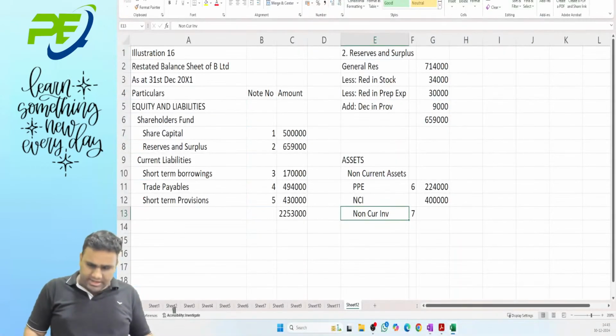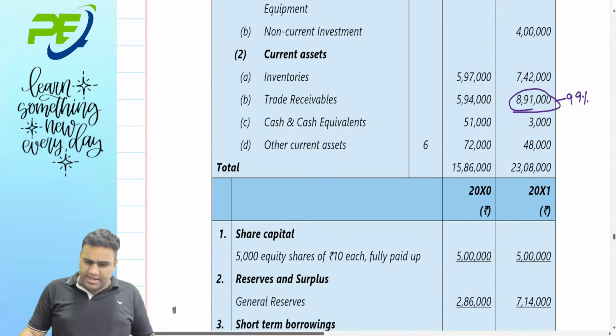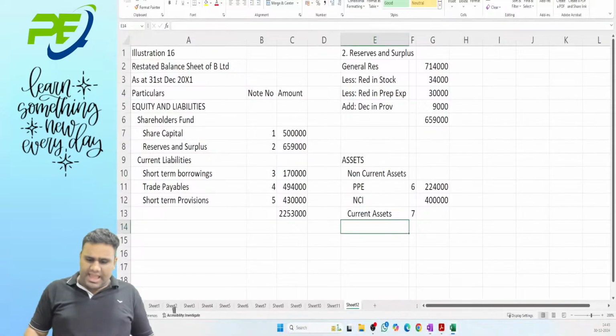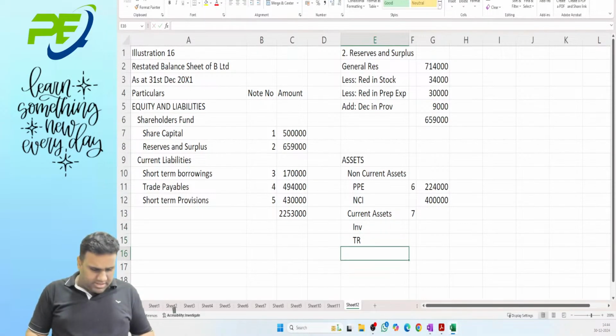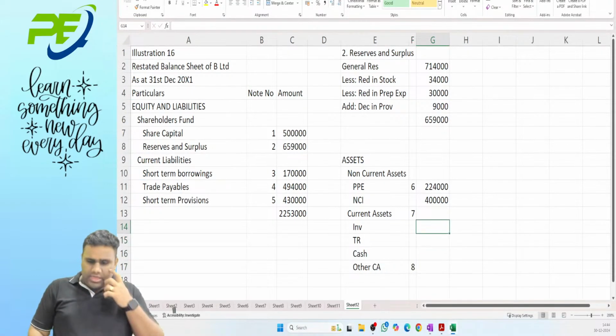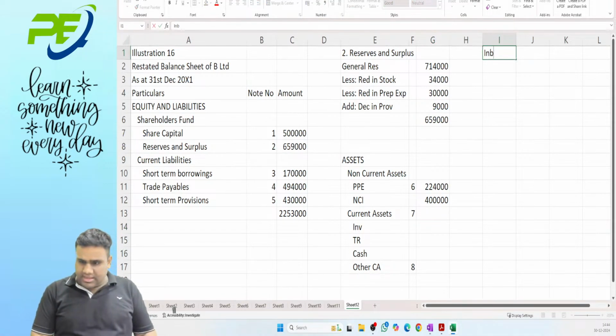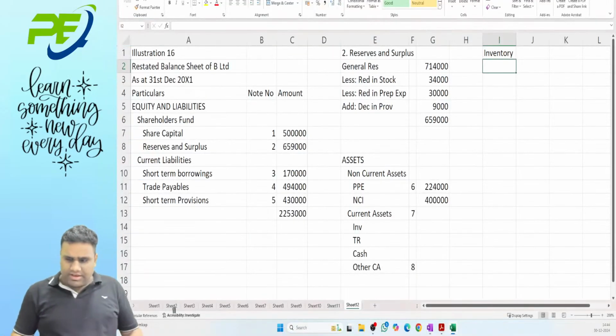Then current assets. Under current assets, we have inventory, trade receivable, cash, and other current assets. Only for other current assets do we have a note. So inventories, is there any change? Everyone, inventory. How much is the figure? 7,42,000.